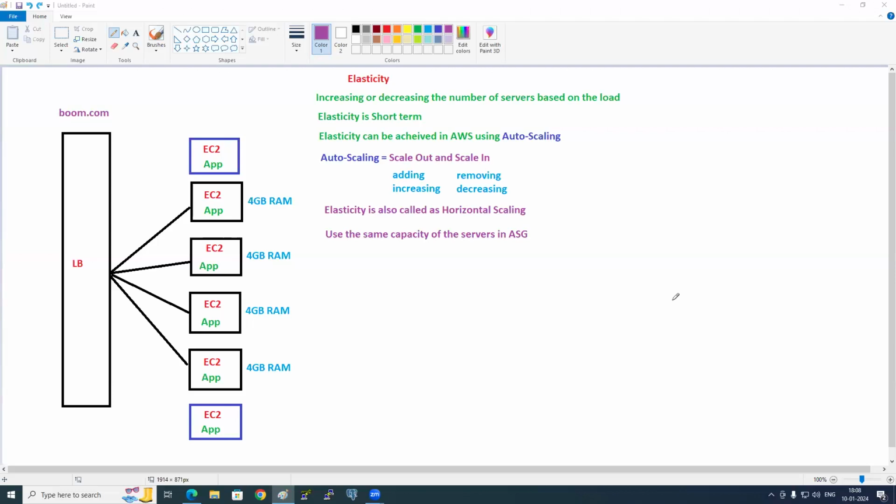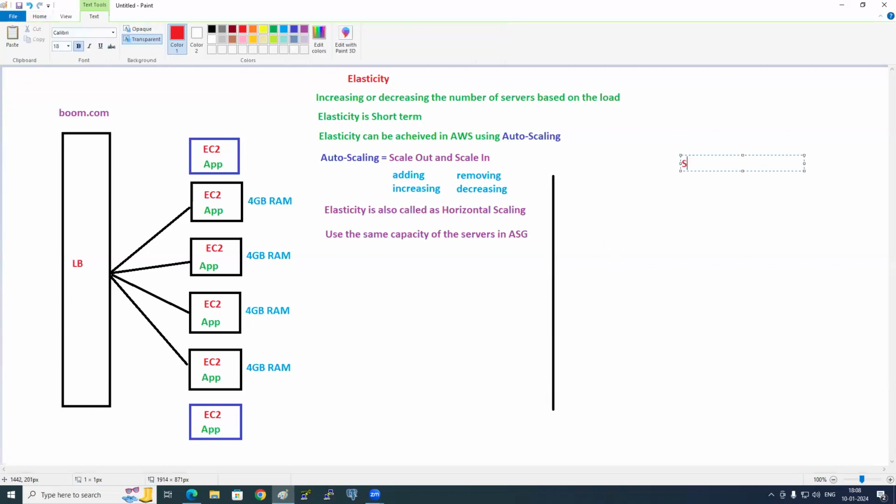What is another name of elasticity? Horizontal scaling. Is it good to keep the same capacity or different capacity in an auto scaling group? Same capacity. Clear? Elasticity, one T is done. So what is our next T? Scalability.